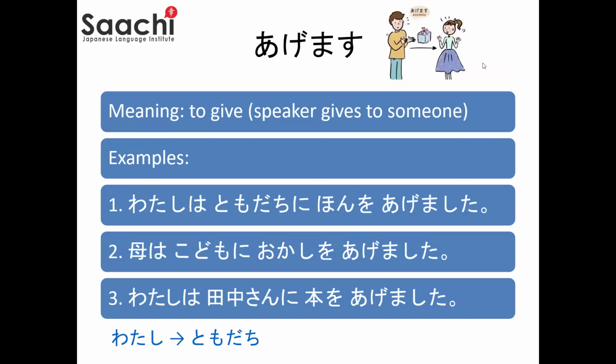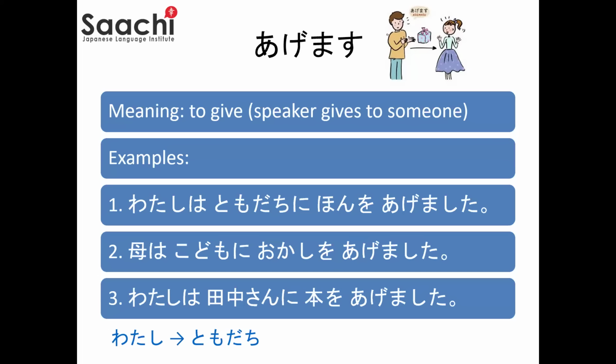So agemasu, the meaning is to give. That is, the speaker who is speaking mentions that he is giving something to someone. So, for example, watashi wa tomodachi ni hon o agemashita. So, I gave a book to my friend. Second one, haha wa kodomo ni okashi o agemashita. Okashi is snacks. Third one, watashi wa Tanaka-san ni hon o agemashita. I gave Tanaka-san a book.